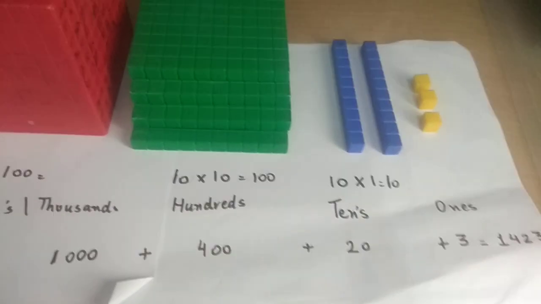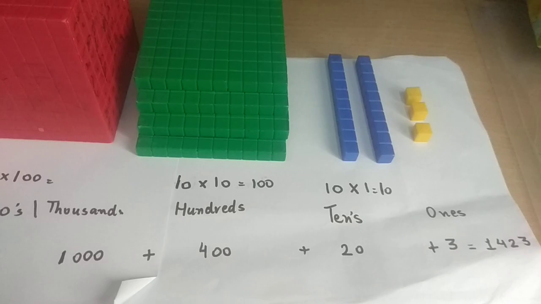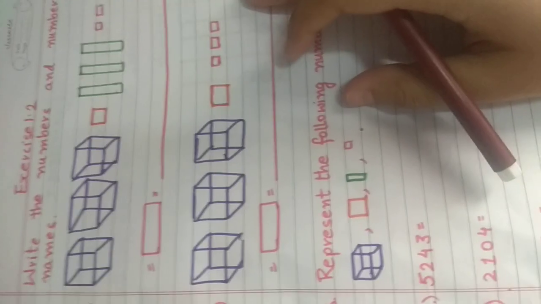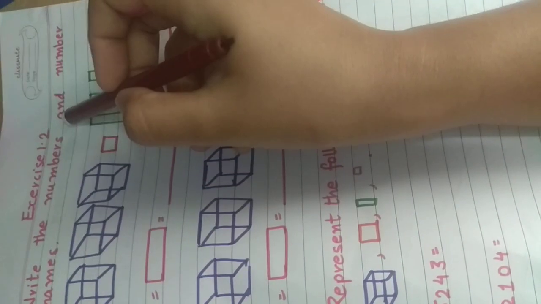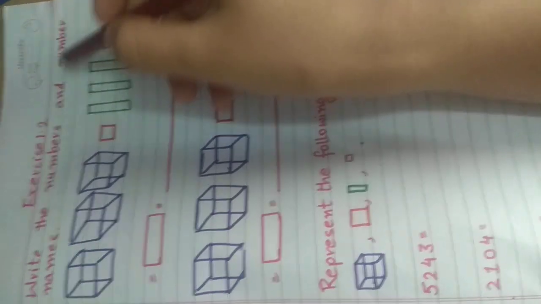Now we will start with our exercise 1.2, in which we have this similar question. Here I have exercise 1.2. Let us read the first question. Write the numbers and number names. Now this is similar to the blocks that I showed you, right?